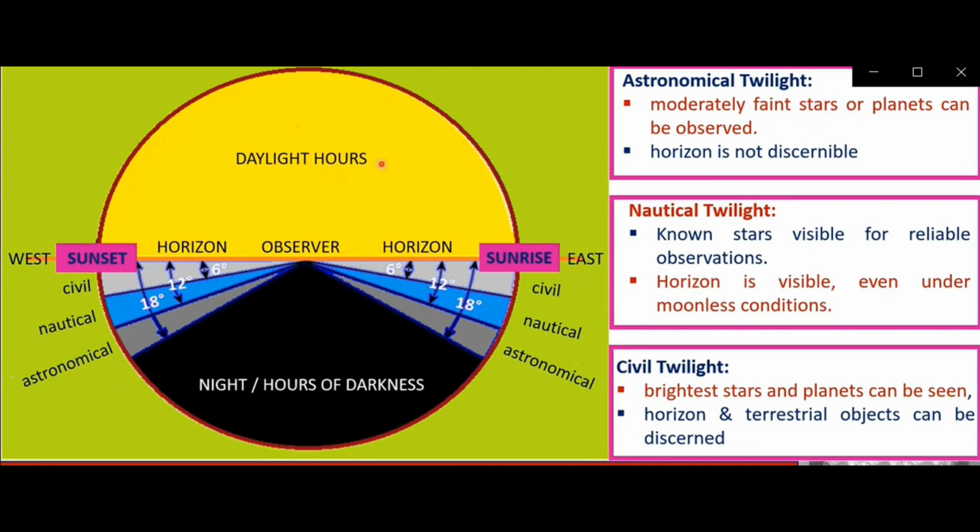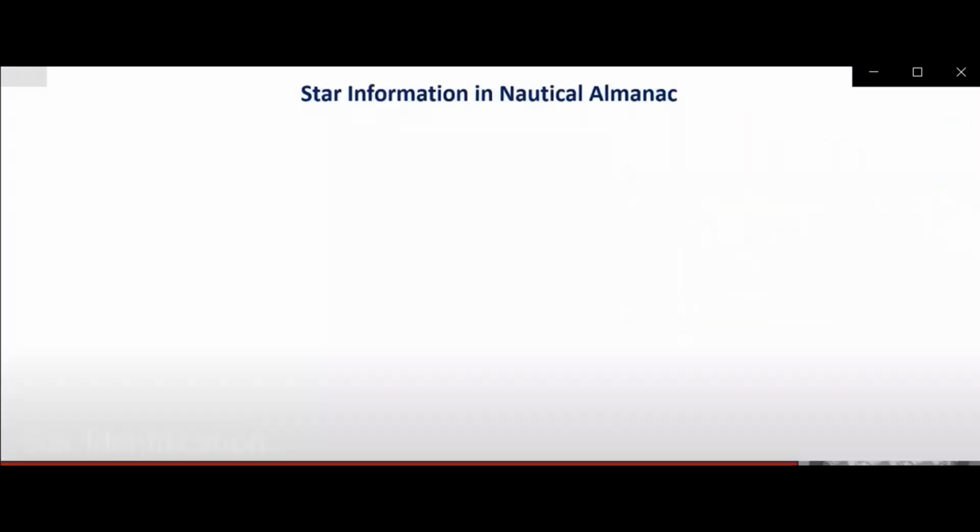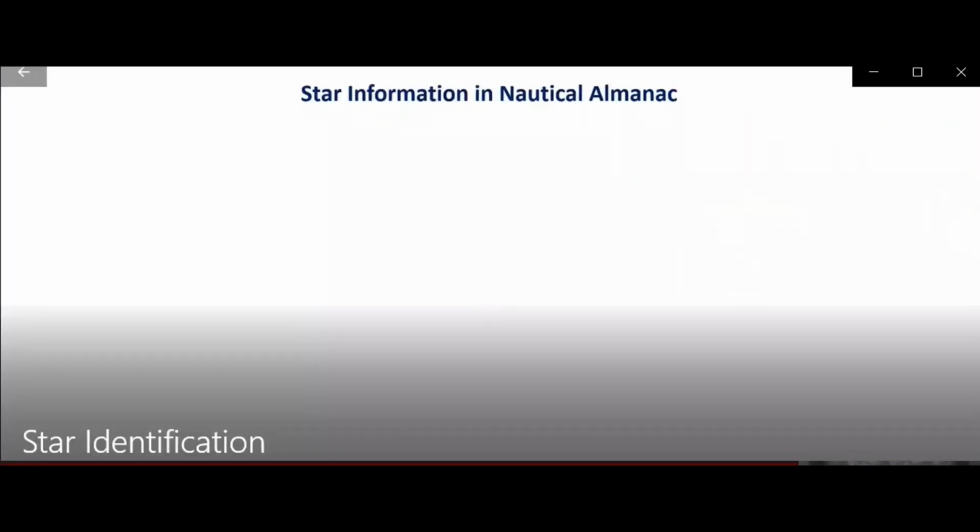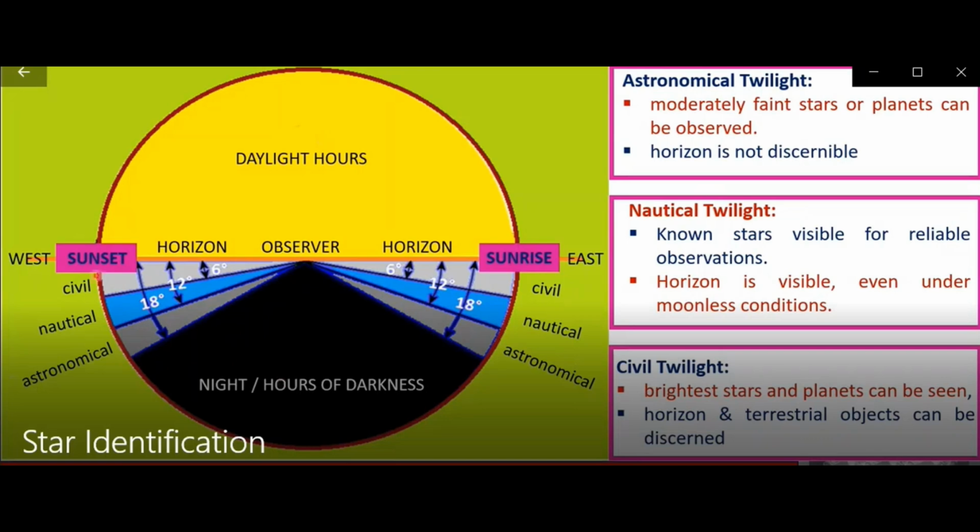Now, which one is more, whether daylight hours are greater than hours of darkness or vice versa, will depend upon the latitude of the observer and the declination of the sun. So this is clear, beta? Understood up to here?